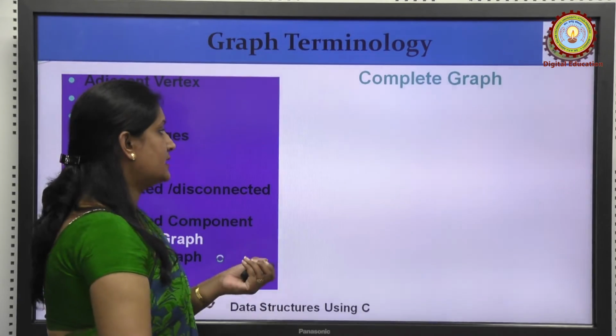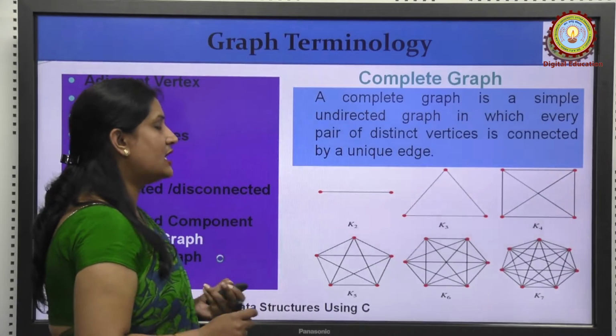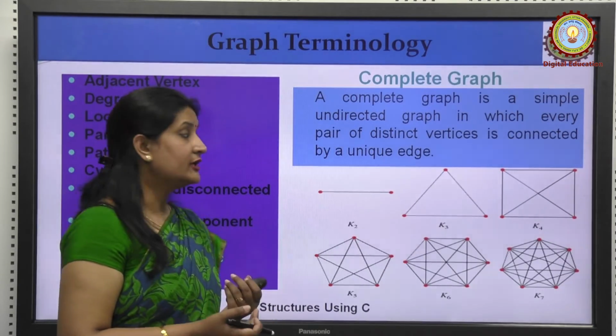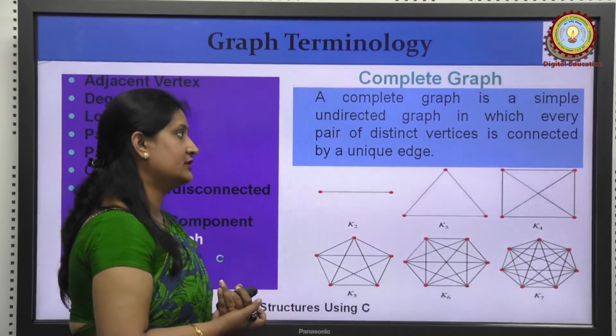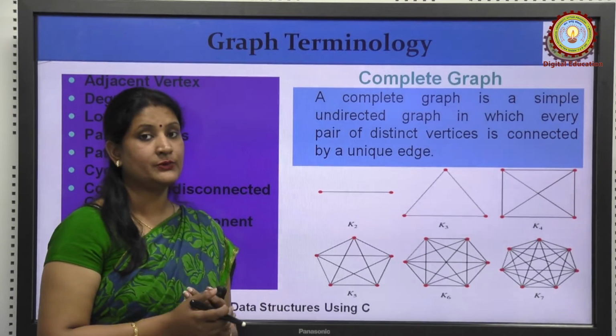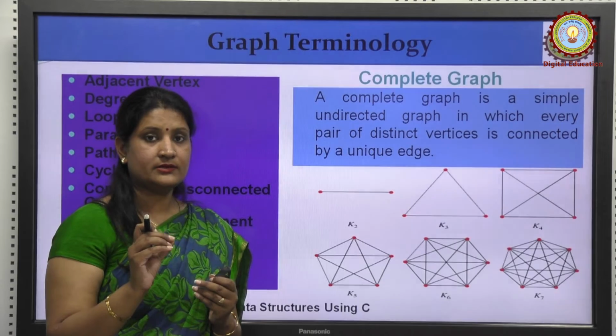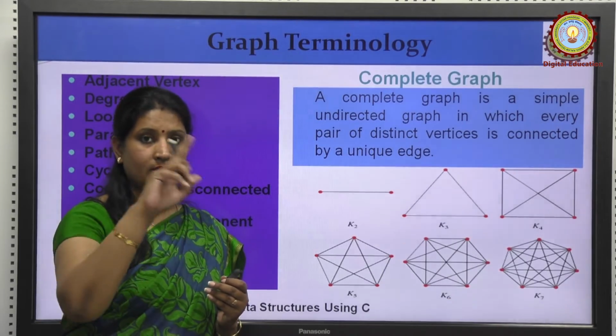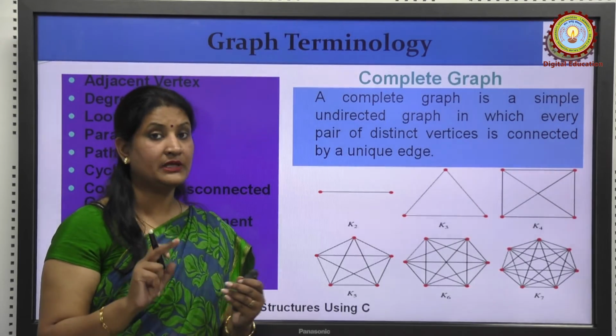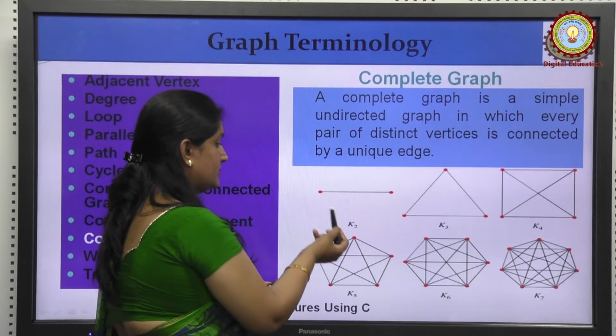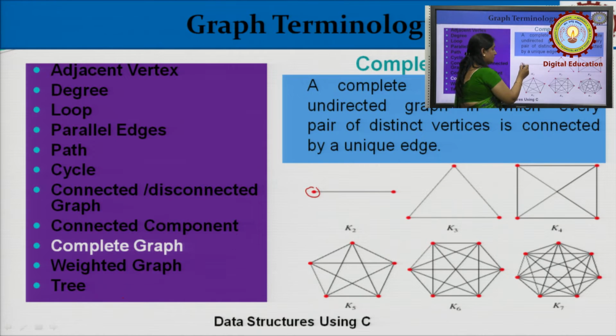Next is the complete graph. A complete graph is a simple undirected graph in which every pair of distinct vertices is connected by a unique edge. That means from a single vertex we can visit all the remaining vertices by a unique edge, like this. From this vertex we can visit all the remaining vertices by a unique edge. From this vertex we can visit all the remaining vertices by a unique edge.